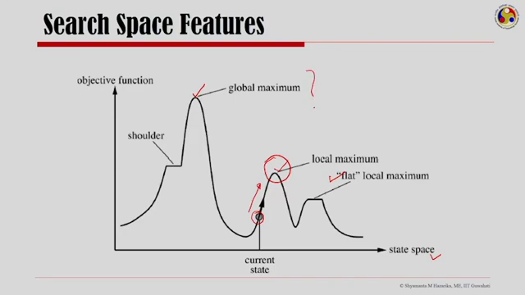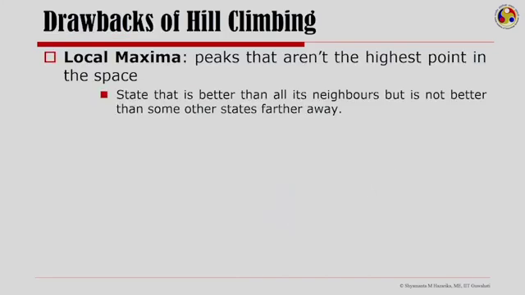This is a very, very serious problem with hill climbing. So the drawbacks of hill climbing are that peaks that are the highest point in the local space, the local maxima, we tend to get stuck there. A state that is better than all its neighbors but is not better than some of the other states farther away would be what we would be stuck in.